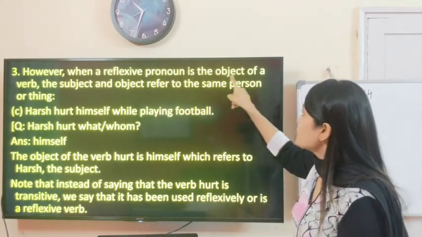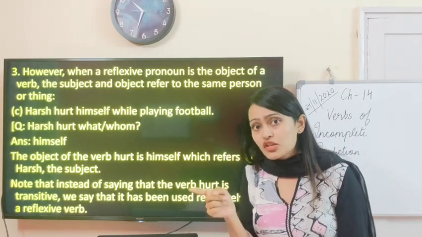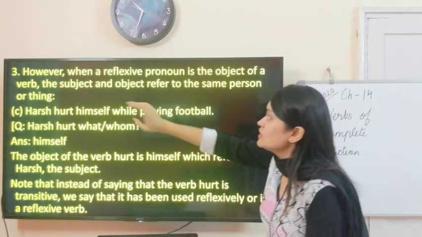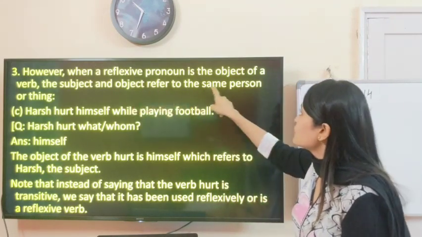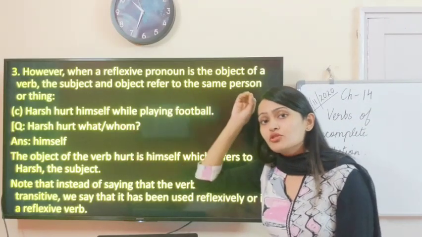When a reflexive pronoun is the object of a verb, over here we are looking for objects of the verb. So when the object is a reflexive pronoun, what is the criteria then? The subject and object refer to the same person or thing. The subject and the object refer to the same thing.